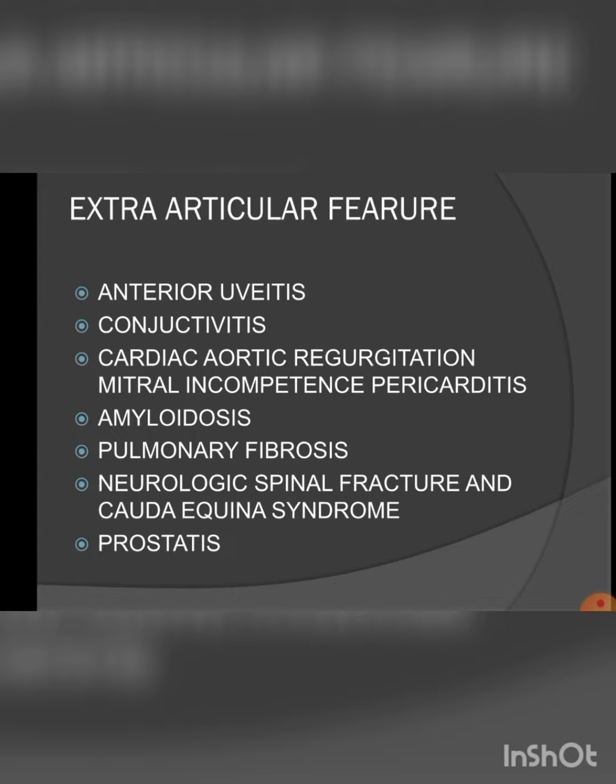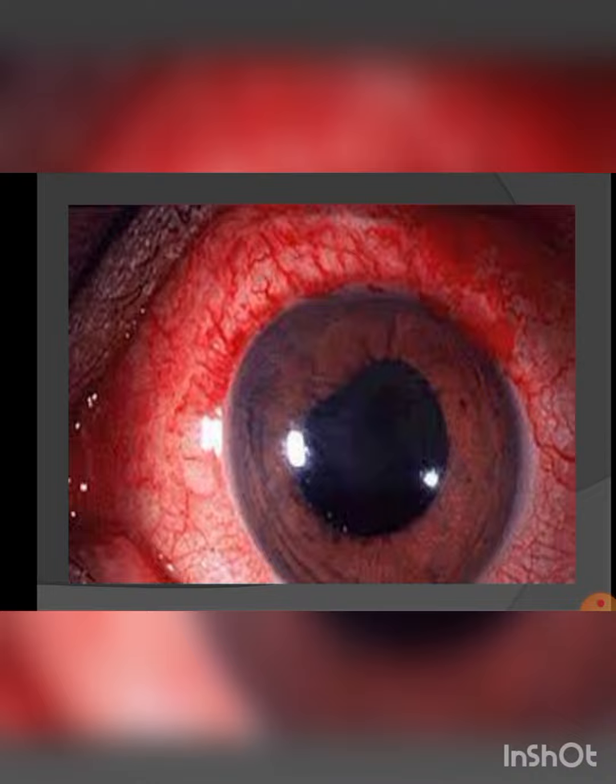Neurological features include spinal fracture and cauda equina syndrome. In cauda equina syndrome, there is inflammation of the spine. That's why there is compression of the cauda equina, so that paralysis of the body can also occur. There is prostatitis, but prostatitis is an asymptomatic condition. Now what happens?